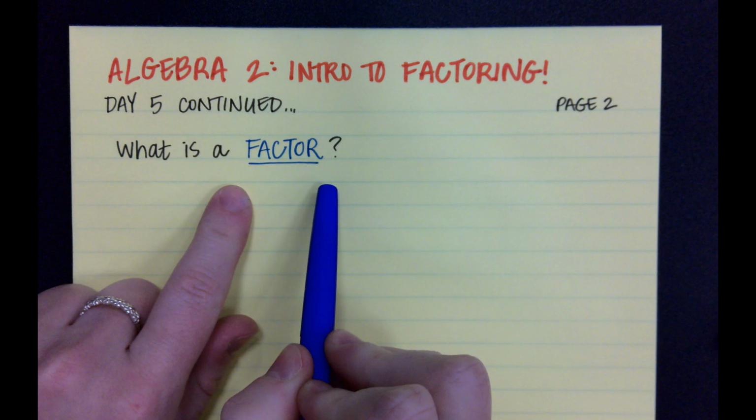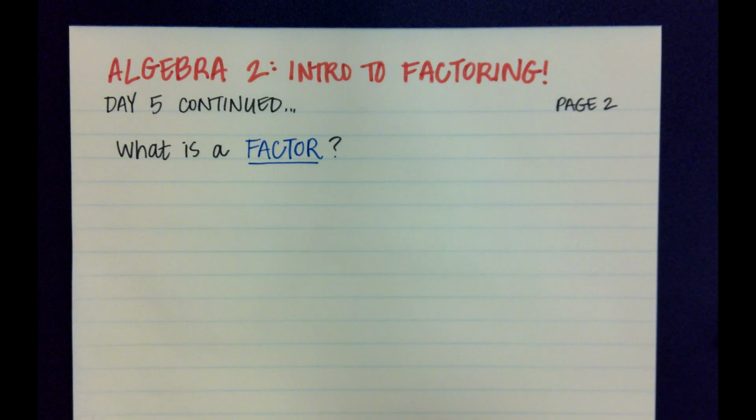So guys, a factor is just how you can break a number up into the parts you multiply together to get that number. So I'm going to give you a definition and I'm going to give you an example because that might sound like gibberish to you right now.